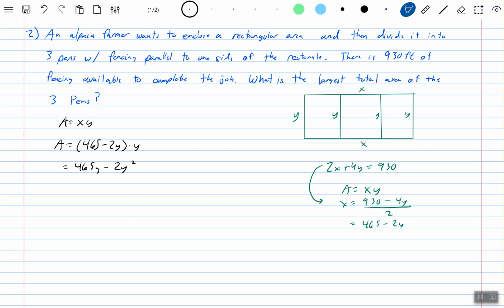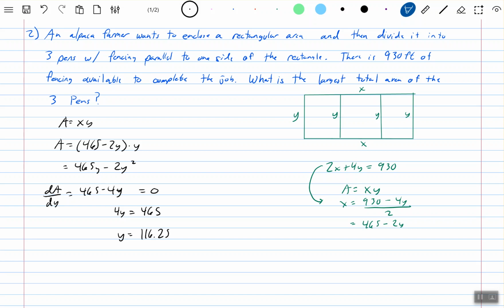All right, now what? Well, we wish to differentiate this area formula with respect to y. Why? Because we want to use the properties of the derivatives to find our maximum. So we take the derivative of A with respect to y, that's equal to 465 minus 4y, right? Now we want to set that equal to 0, so 4y is equal to 465, and then that means y is equal to 116.25. So that's what we're going to say y is equal to.